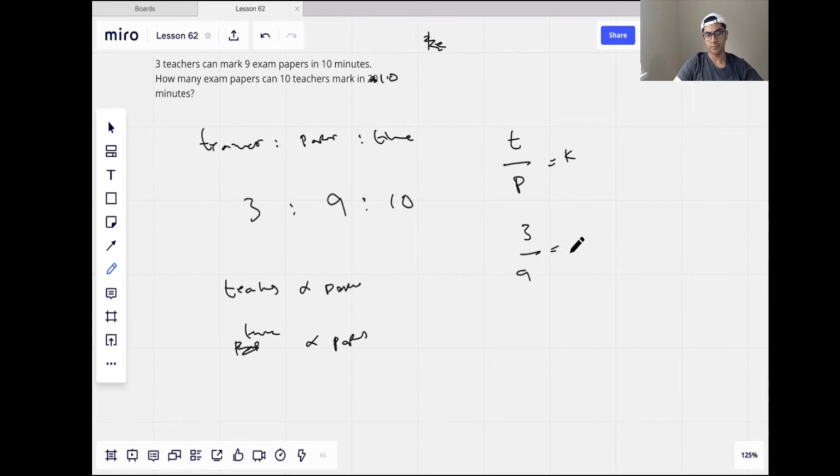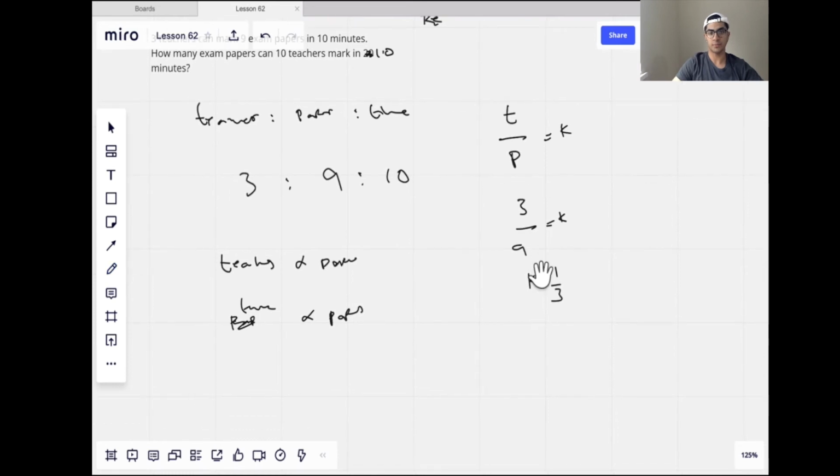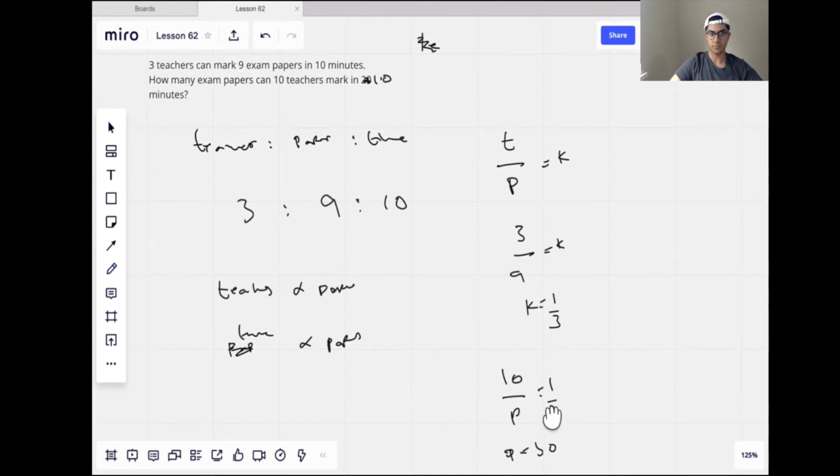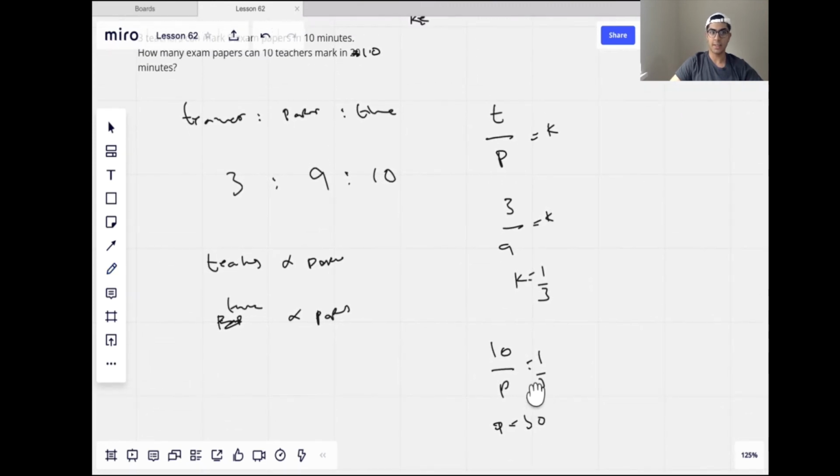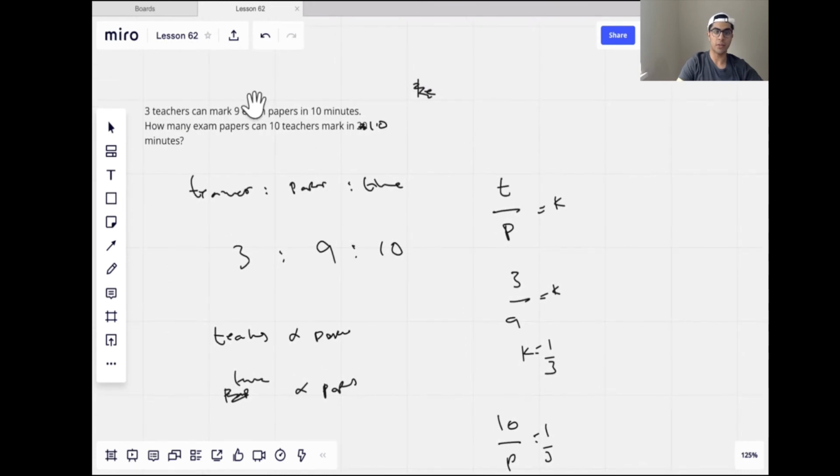And so if it was 10 teachers, 10 over p is equal to a third. If we rearrange this, p is equal to 30. Another way of thinking about this is: if 3 teachers can mark 9 exam papers in 10 minutes, how many can 1 teacher mark in 10 minutes? Well, 3 teachers mark 9, so that means 3 each. So 1 teacher can mark 3 papers in 10 minutes.